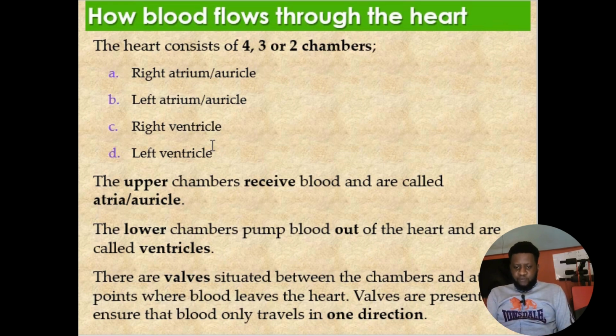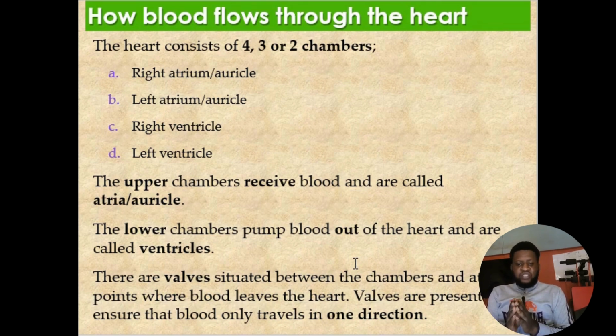Okay, there's also a valve. Think of a valve as just a doorway through which the blood flow passes. Remember, I told you they don't just pass through the wall. There is always a gated path where they must pass through. Now, valves are situated between the chambers and at the point where blood leaves the heart. Valves are present to ensure that blood only travels in one direction.